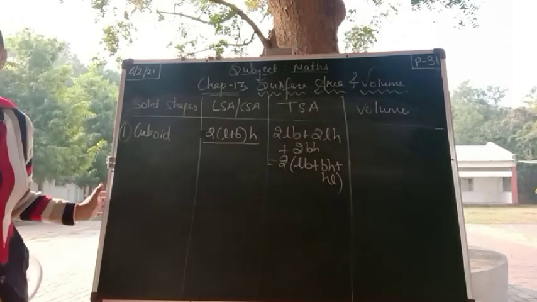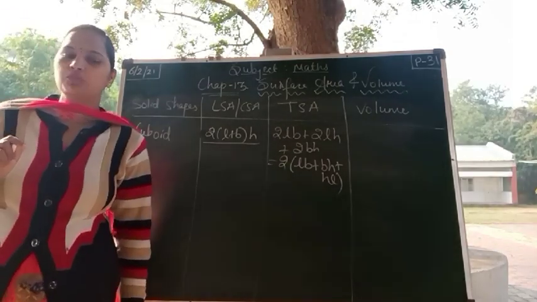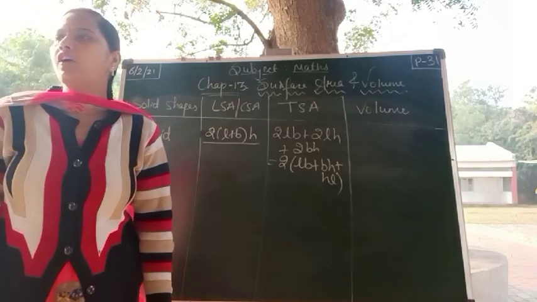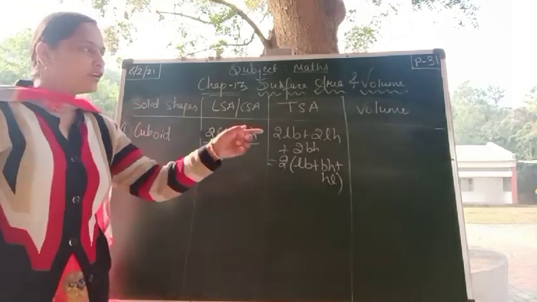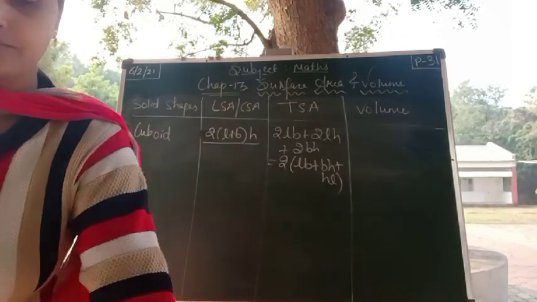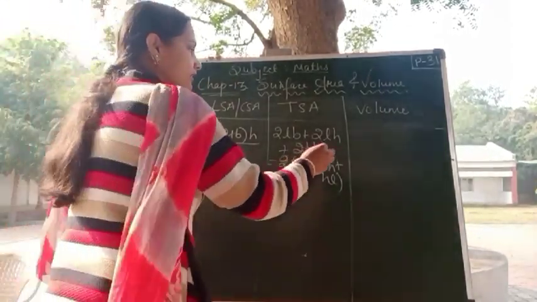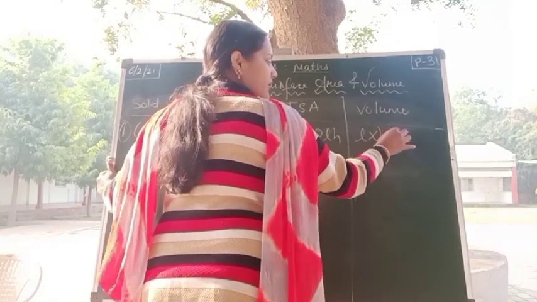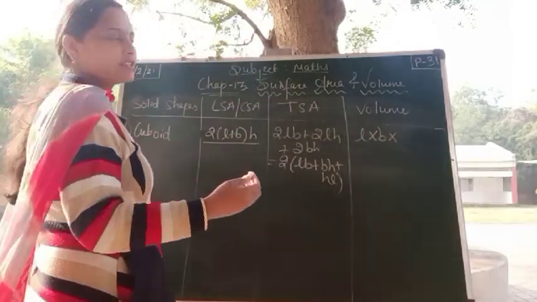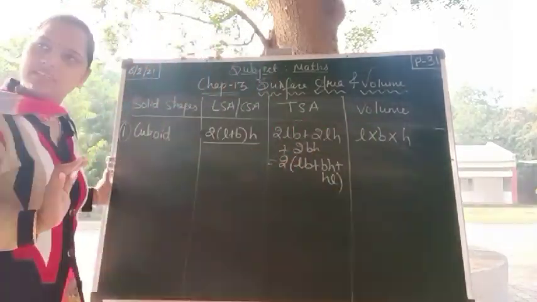Now volume. The basic formula to find the volume is area of base into height. What is the area of base for a rectangle? L into B, area of rectangle, length into breadth. Length into breadth into height, that is area of base into height. Learnt? Easily learnt. Yes, ma'am.